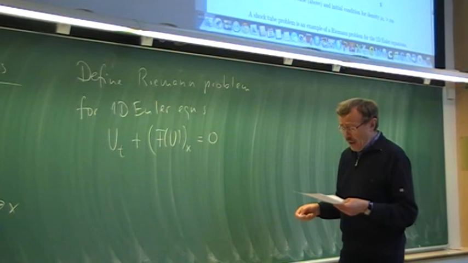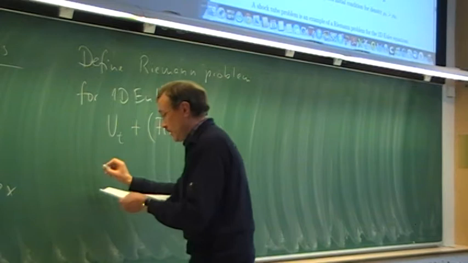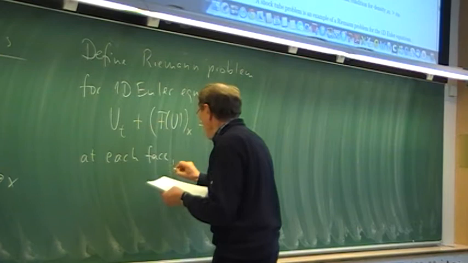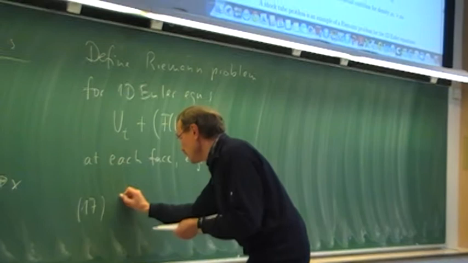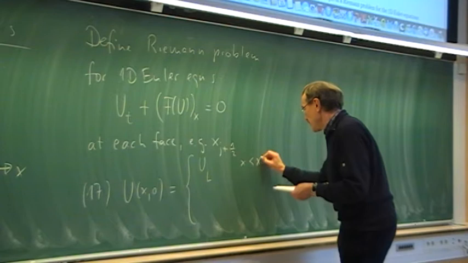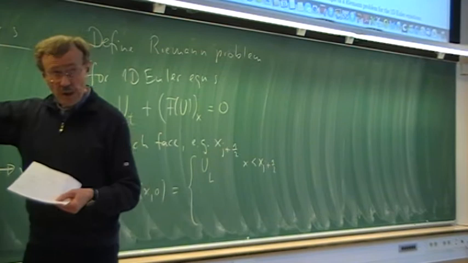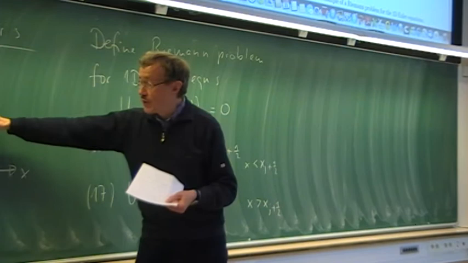We want to solve this at each cell face, with the following initial conditions. So at each face, and we shall consider here the face x_{j+1/2}, the initial condition is U(x,0) is the state left, U_L, for x smaller than x_{j+1/2}. In our case, it would be U_j. And we have U_R for x greater than x_{j+1/2}. And that would be, in our case, U_{j+1}.